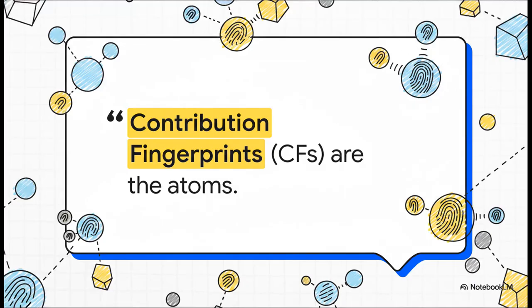To really wrap our heads around Codatta's data architecture, I actually want you to think back to chemistry class for a second. We have to start at the absolute microscopic level. In this framework, they use something called contribution fingerprints, or CFs for short. And these CFs, they are the atoms. Every single piece of data is treated like a fundamental, indivisible element. By looking at data through this chemical lens, it becomes super easy to see how simple, tiny elements can snap together to create some highly complex, incredibly valuable structures.